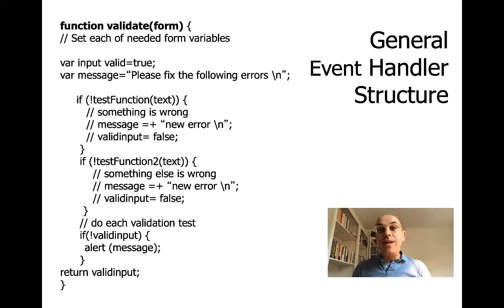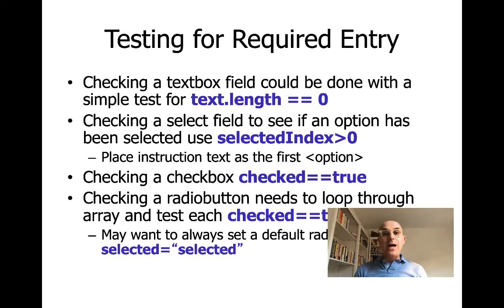So a validation function is basically a template, a template we will start to go over. If the test function finds something is wrong, show a message, a new error, and set validate input to false. Then the second if condition, we test it, and again if something is wrong, and otherwise it will return valid. So we use two if conditions in order to do that.